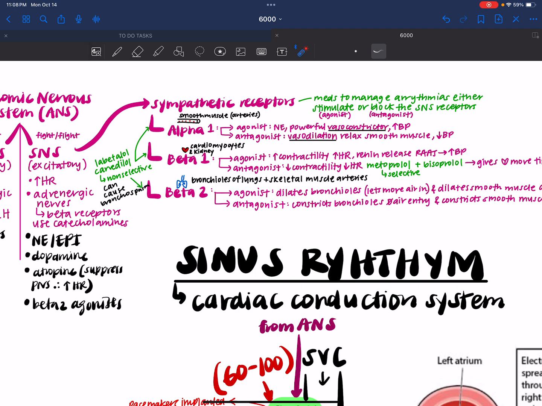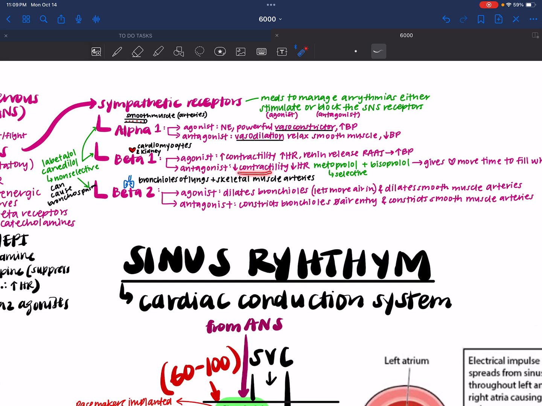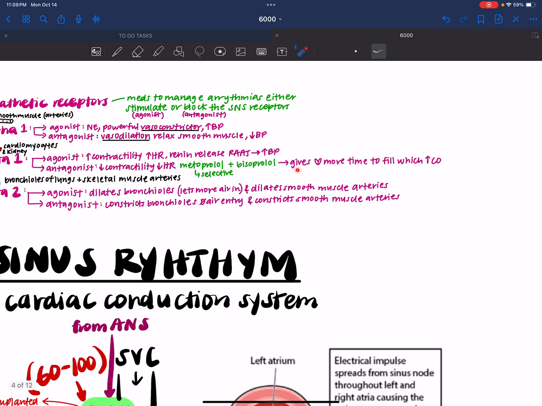Beta 1 receptors work on the cardiomyocytes and kidneys. An agonist increases contractility, heart rate, and renin release, basically all the sympathetic effects. But if you're giving a beta blocker, you're blocking this, so you're doing a beta antagonist. A beta 1 antagonist is a beta blocker that helps reduce contractility and heart rate. You'll see metoprolol, like we talked about, and bisoprolol. Metoprolol is selective, which is good. It works specifically on the heart and kidneys. Bisoprolol and metoprolol are very important because they give the heart more time to fill, which increases cardiac output.